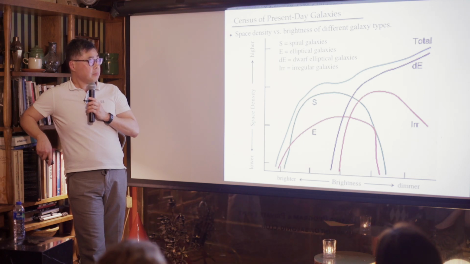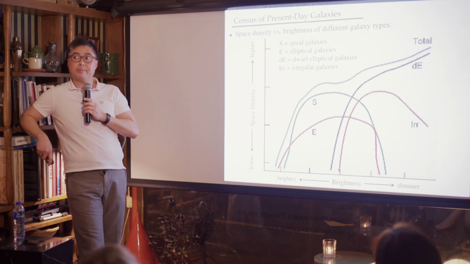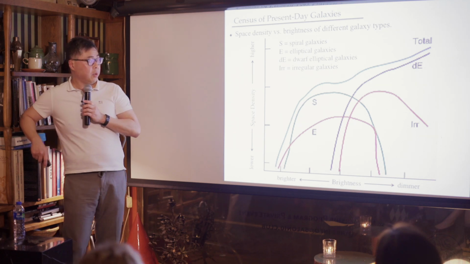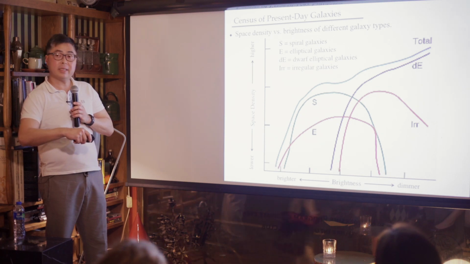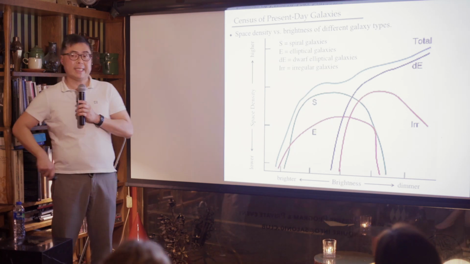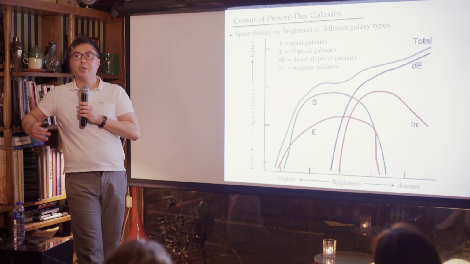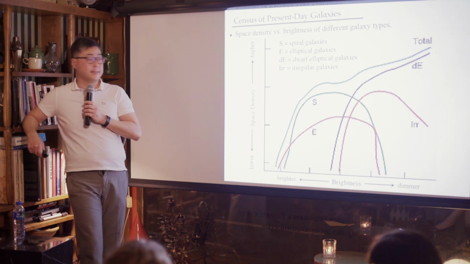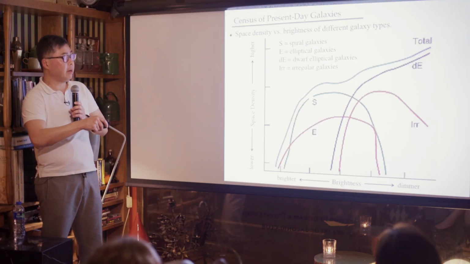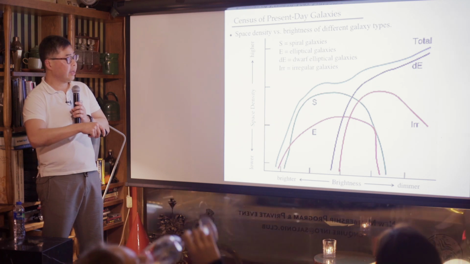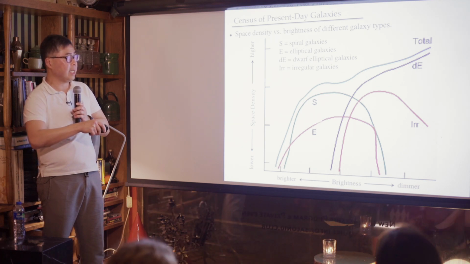I'm going to be using this diagram a couple of times, so I'm going to spend about a minute on it. Here what I'm plotting is the brightness of galaxies on this scale. Brighter is towards your left, dimmer is towards your right. And on this axis, I'm plotting the number of galaxies you find per unit volume of space. So going up means you find more of this type of galaxy in a given volume of space. Now, S are the spiral galaxies that I showed you before, and you can see spiral galaxies are more numerous than elliptical galaxies.